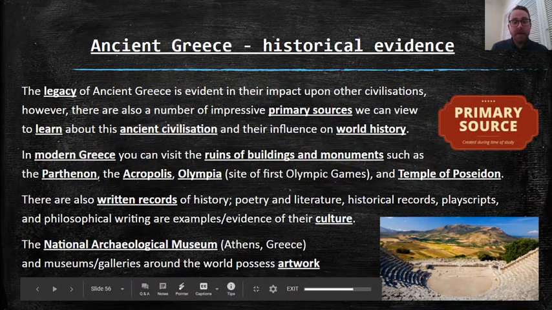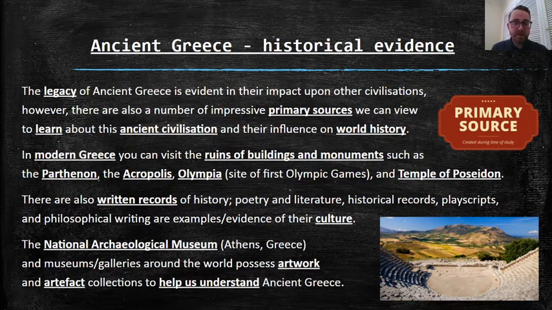Now, the legacy of ancient Greece is evident in their impact upon other civilizations. However, there are also a number of impressive primary sources we can view to learn about this ancient civilization and their influence on world history. So it would be enough to look at the evidence of ancient Greece in Rome, in Egypt, in basically any civilization around the world, would be evidence to say, okay, ancient Greece was super impressive.